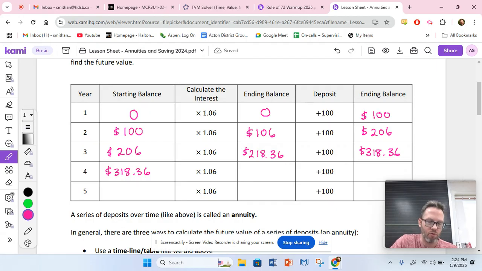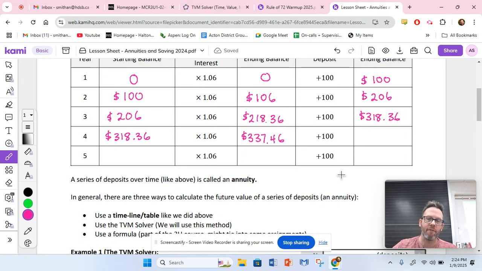Plus 100, and then that gets multiplied by 1.06. I know this is a little tedious, but it just gives you a good idea of what's happening. We're going to use the TVM solver to do this momentarily. I got 337.46, and then Granny gives us some more money. Start the next year off with that.